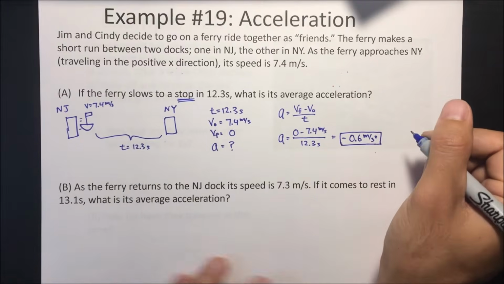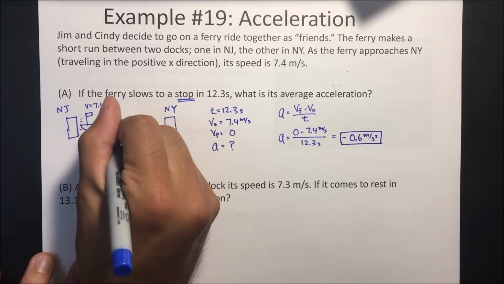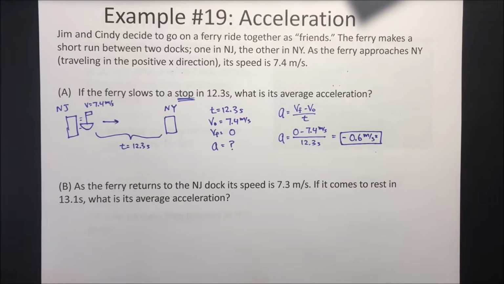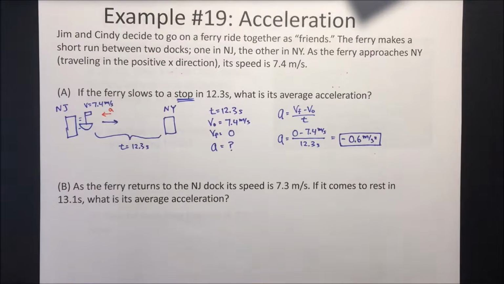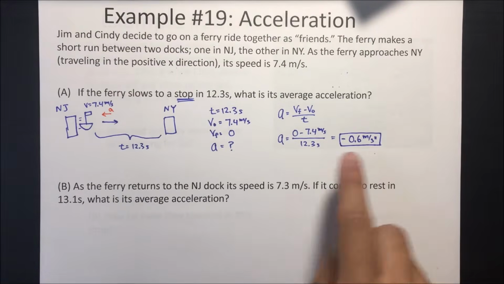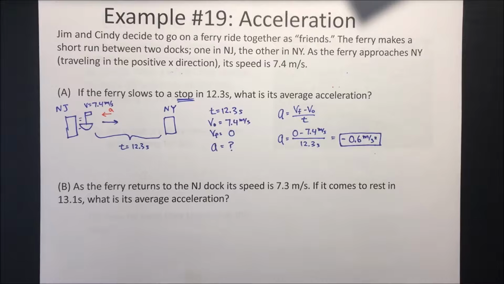And this should make sense because if the ferry is going this way and it's slowing down, that means the acceleration has to be going the opposite direction. Okay, so it should be negative, which is to the left.